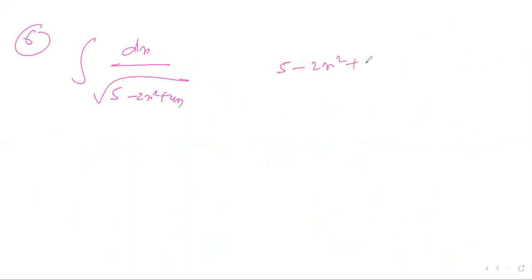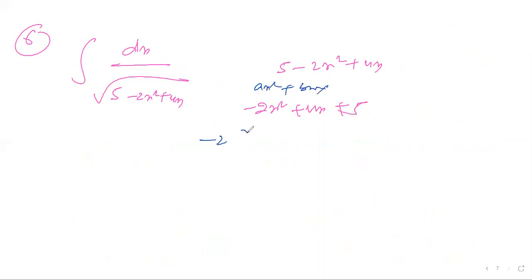Okay, now the sixth question, in a similar way. dx by root of 5 minus 2x square plus 4x. Similarly, take it separately. First, you rewrite the question as minus 2x square plus 4x plus 5, because the expression should be in ax square plus bx plus c format.